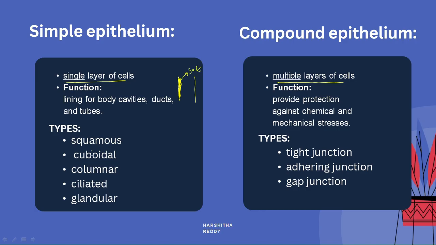The types of simple epithelium are squamous, cuboidal, columnar, ciliated and glandular. When we come to compound epithelium, its function is to provide protection against chemical and mechanical stresses. The best example of compound epithelium is skin. Compound epithelium is also divided into tight junctions, adhering junctions and gap junctions. Let's see one by one.